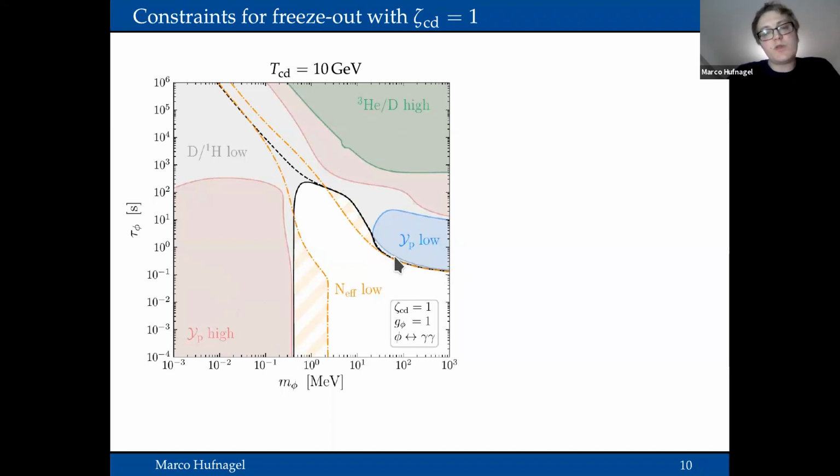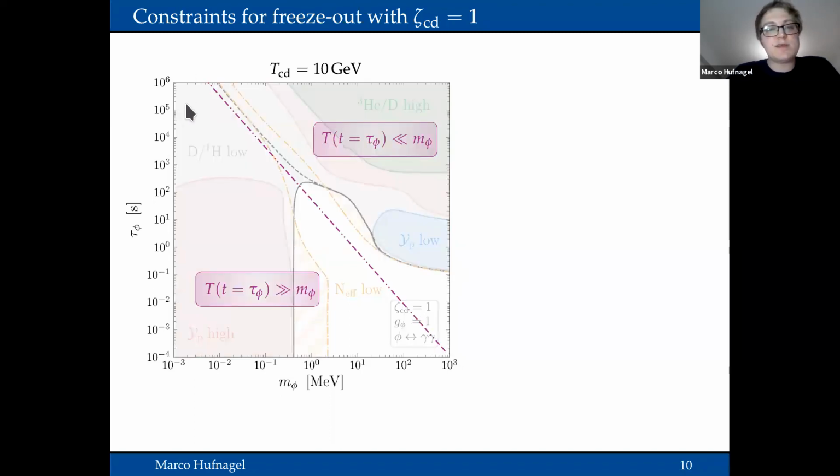So in order to understand why there are such different regions of parameter space, it's actually a good idea to just separate the parameter space along this line and look a little bit closer at the kinematics in these different regions. And if you do this, then you find that in this region of parameter space, the temperature of the standard model at the time of the decay is actually much larger than the mass of the particle. So if the particle would be in equilibrium with the standard model, it would still be ultra-relativistic. And in this region over here, it's actually the opposite case. Here, the temperature at the time of the decay is much smaller than the mass of the particle. So here, if it was in equilibrium with the standard model, it would already be Boltzmann suppressed.